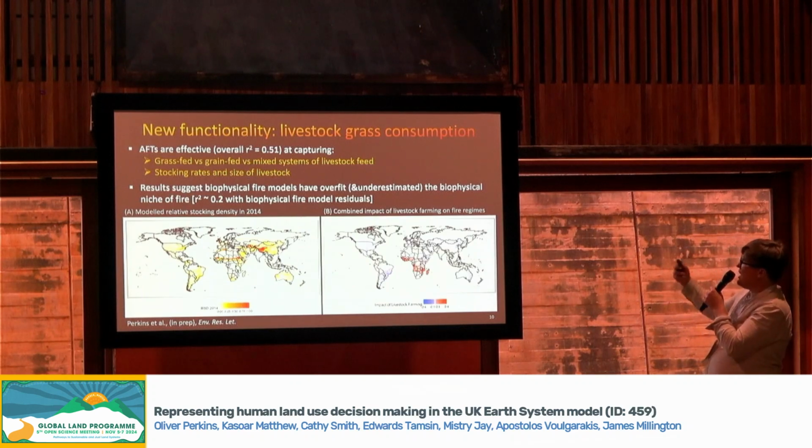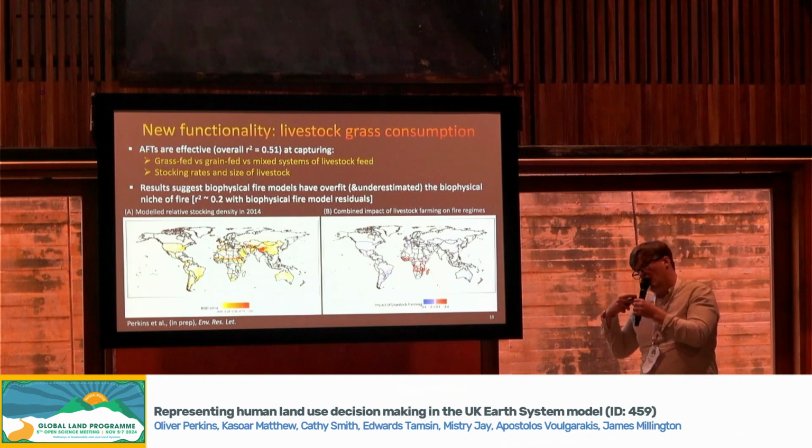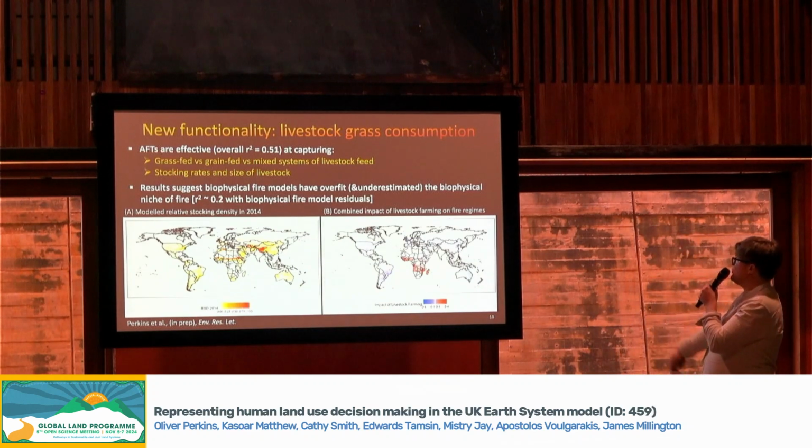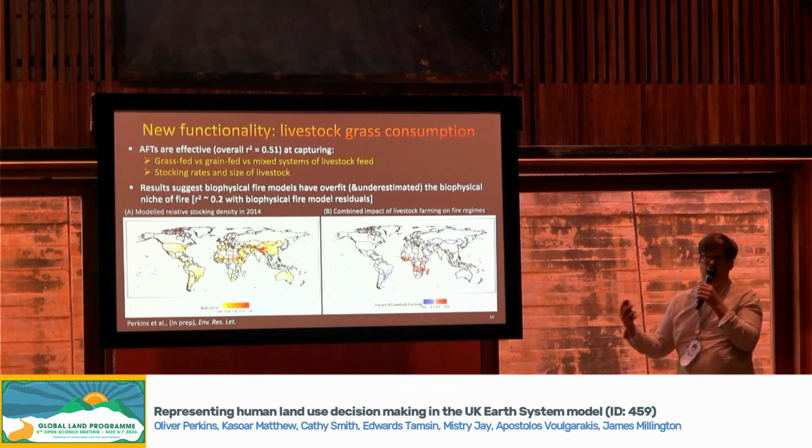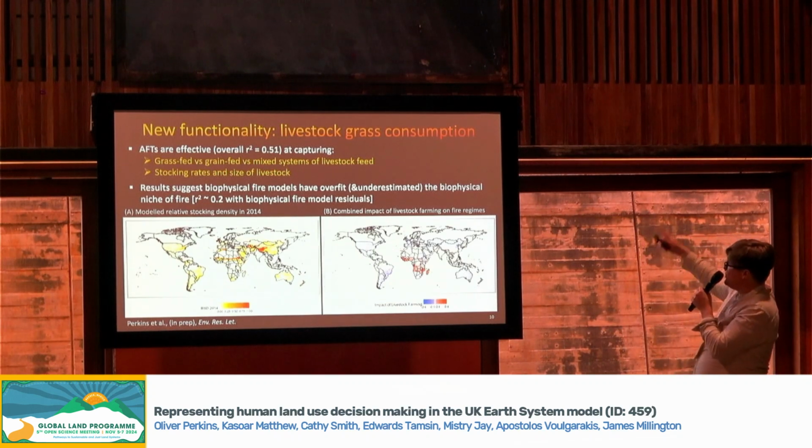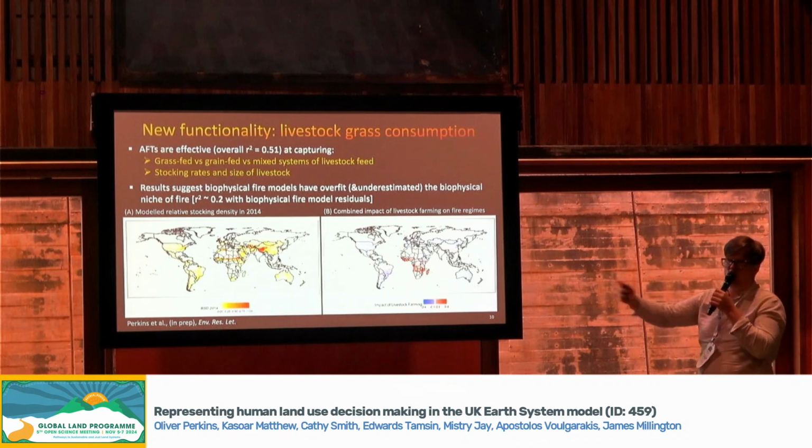And so what has happened is that physical fire models have fit their physics to a signal that shows a lot of fire in sub-Saharan Africa and not much elsewhere, or less elsewhere. And we think basically what we've done is underfit the biophysical niche of fire. So without livestock farming and this suppressive effect, there would be a lot more fire elsewhere.